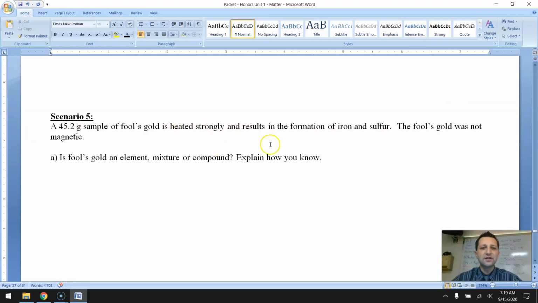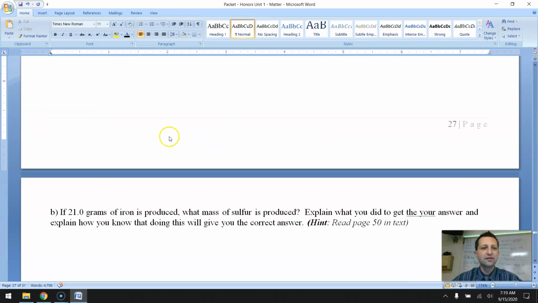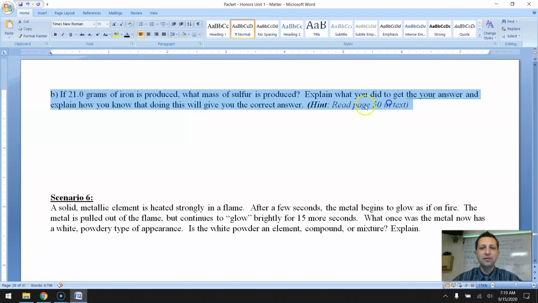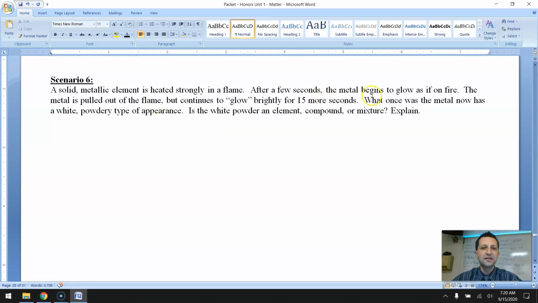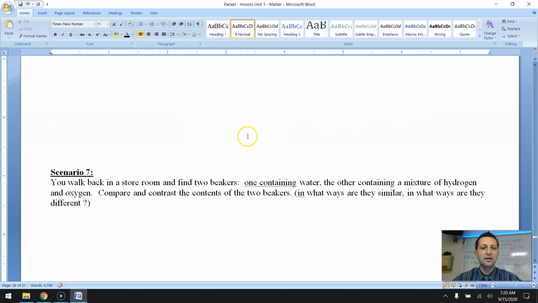Scenario 5 has two parts. It's usually pretty good for part A. For part B, use your book, page 50. We also did something exactly like this earlier in your packet for some homework. Number 6, you did this in the chemical physical changes lab. Think if you could recognize this scenario. You probably will be able to, and it'll help you identify what it is.